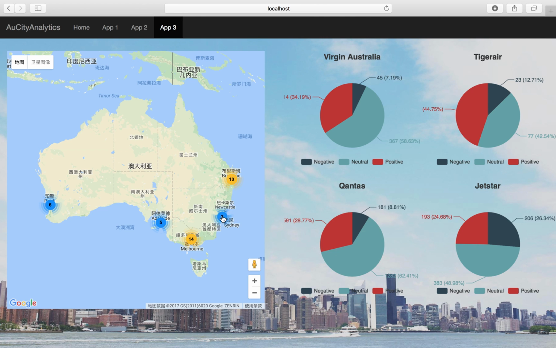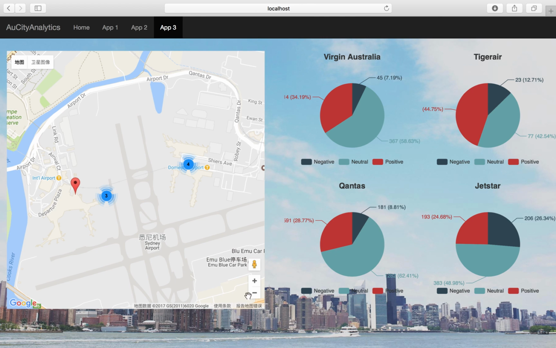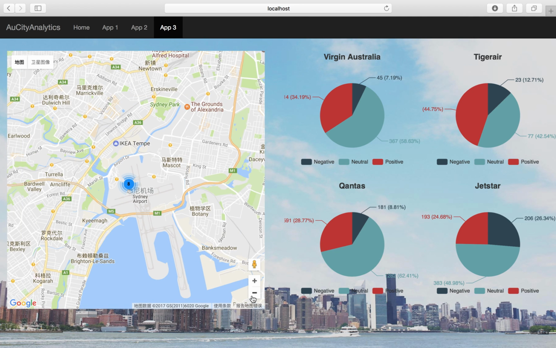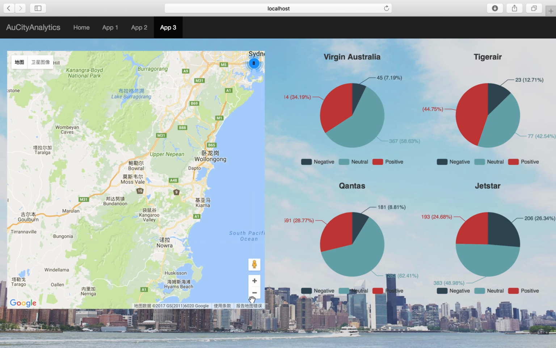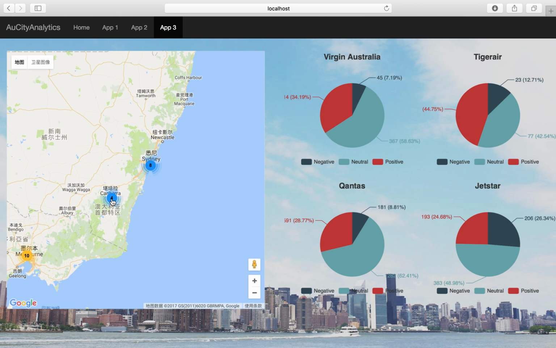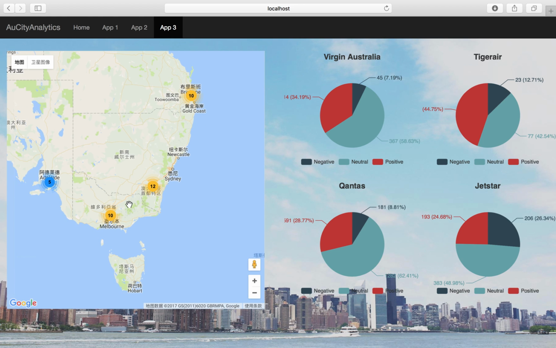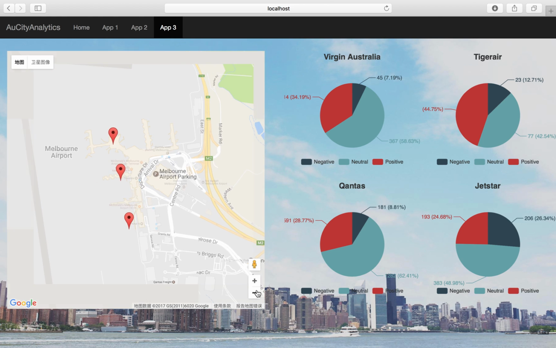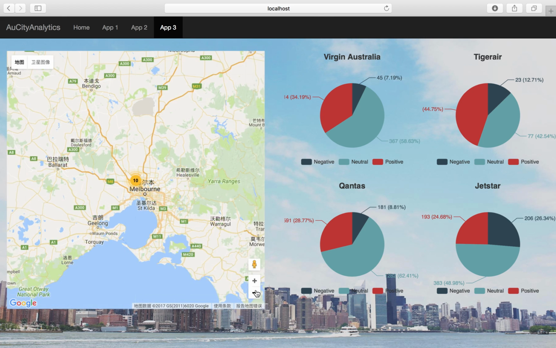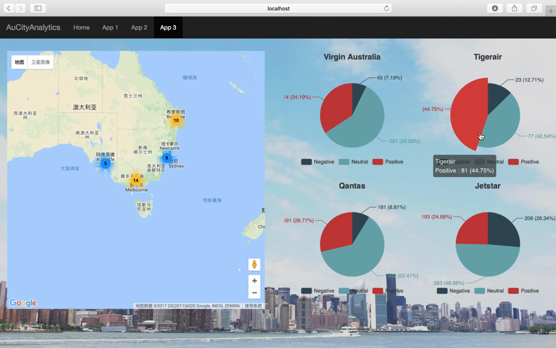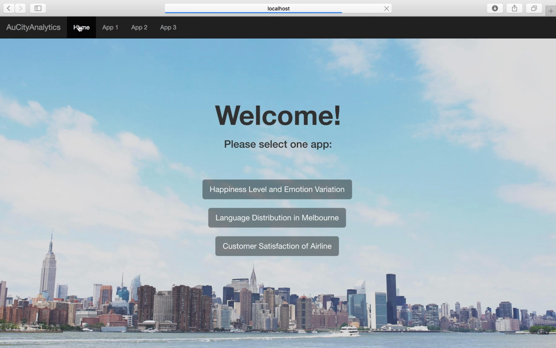Another interesting finding is that people are more likely to complain or comment on the airline in the airport. As we can see in our map, we located where their tweets are from. There's Sydney airport, and this is, sorry, the Melbourne airport. A lot of these tweets are from the airport of each city. So this is basically our application. Now back to the home page.